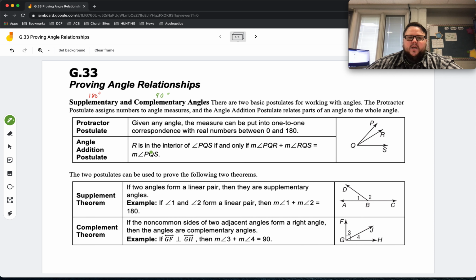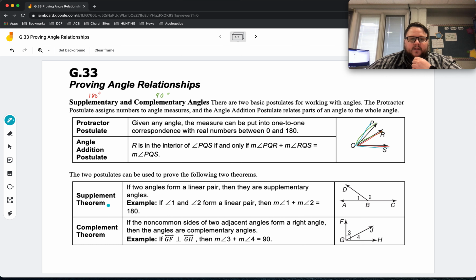Angle addition: if R is in the interior of angle PQS, then angle PQR plus angle RQS would have to equal the entire thing, which is angle PQS. That's all that's saying. Two postulates that we can use to prove the following two theorems.